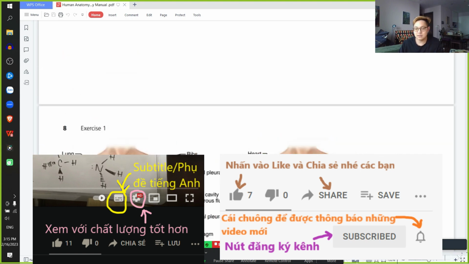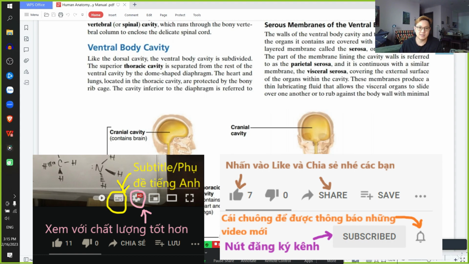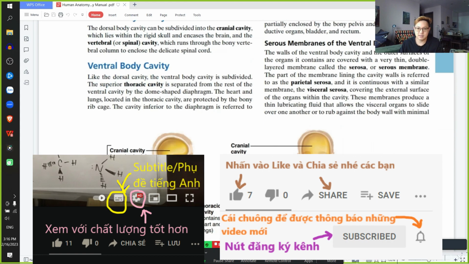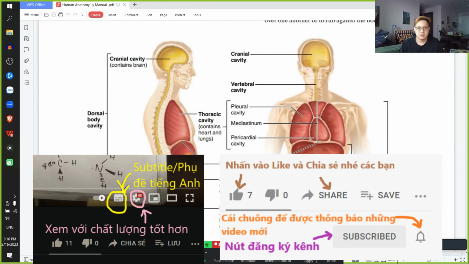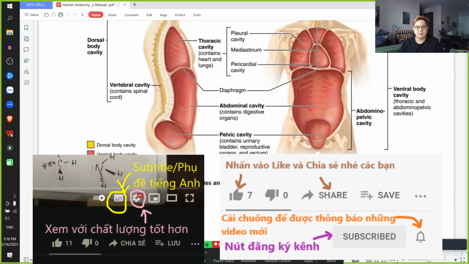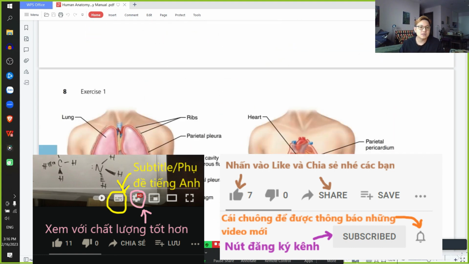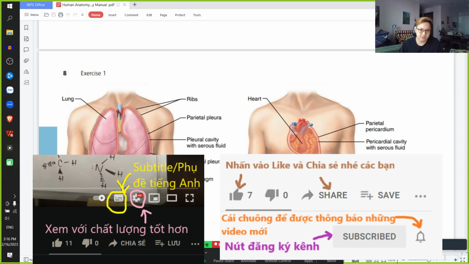So now, yesterday we did this one already. Body cavities. Hôm qua chúng ta làm về những cái gọi là khoang trong cơ thể rồi. Okay, và chúng ta đi qua anatomical positions before. Chúng ta làm về cái vị trí giải phẫu trước đó đúng rồi. Okay. So now we go into details, okay?